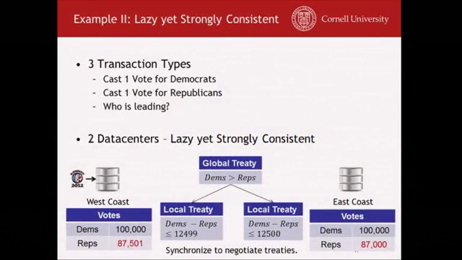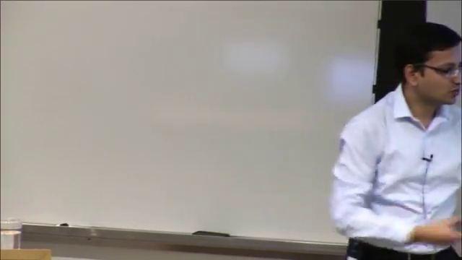So how are transactions executed in this lazy yet strongly consistent way? Now when you issue a set of transactions, they go to the West Coast data center, they are executed locally, and you can execute them locally as long as this local treaty is not violated. Now in this case, the Republican count has reached kind of a border of the local treaty, and the next transaction pushes it over, as in it violates the local treaty, at which point I synchronize with the East Coast data center. I update it with the changes which had happened in the East Coast data center, and I renegotiate and establish a new set of local treaties.